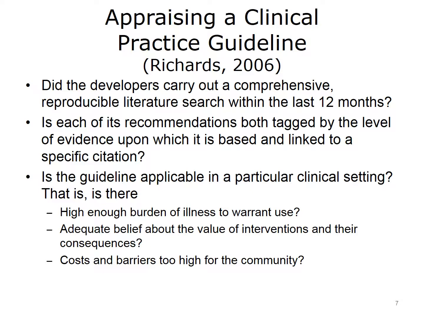The third question pertains to applicability. Is the guideline applicable in a particular clinical setting? Applicability raises some practical questions. For example, is there a high enough burden of illness to warrant use of the guideline in this particular setting? If the disease occurs rarely, then we probably don't want to go to the trouble of changing workflow and other kinds of actions to implement the guideline. Is there adequate belief among the users of the guideline concerning the value of the interventions and their consequences? Have we convinced those who are going to implement the guideline that it's worth doing so?